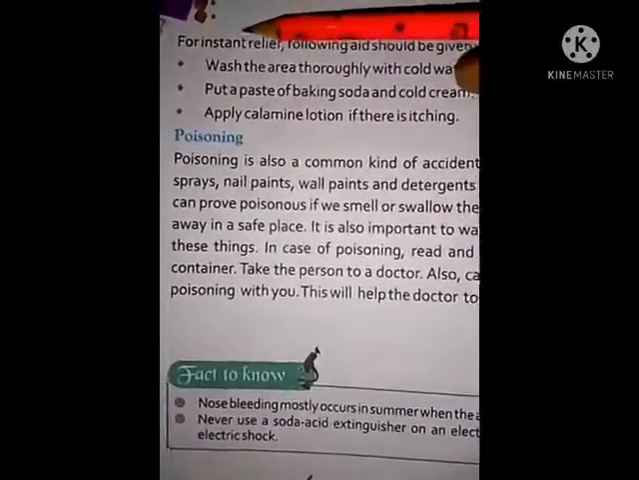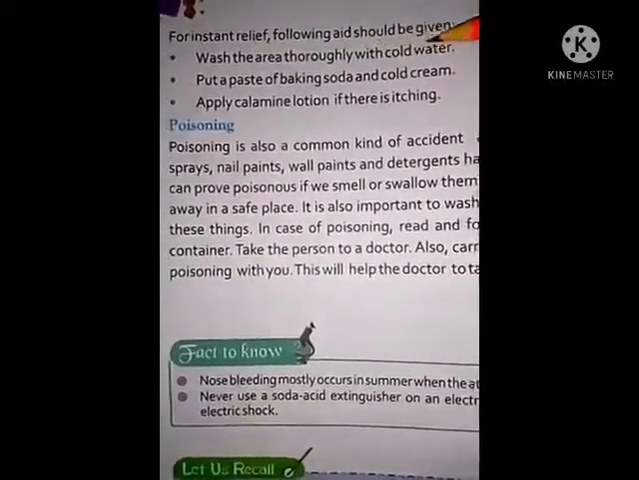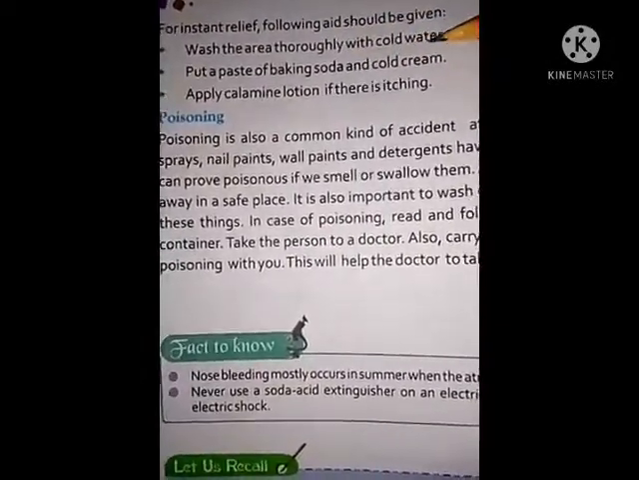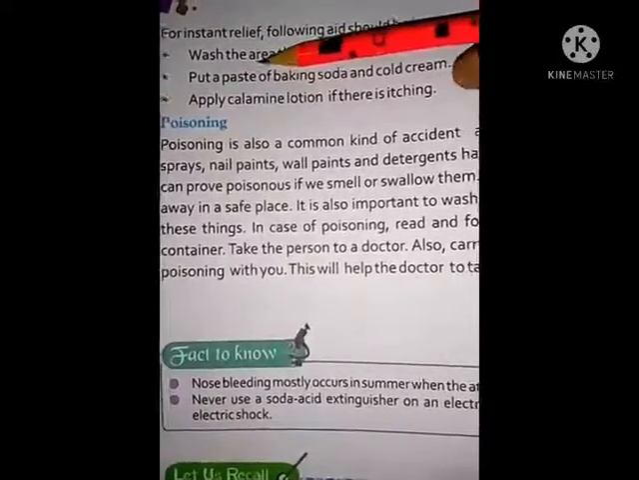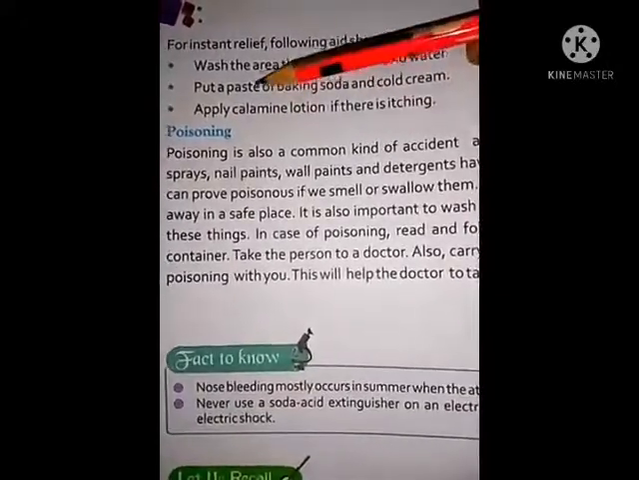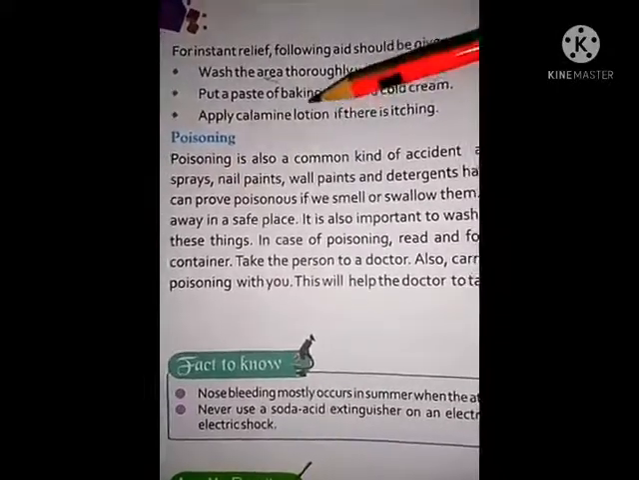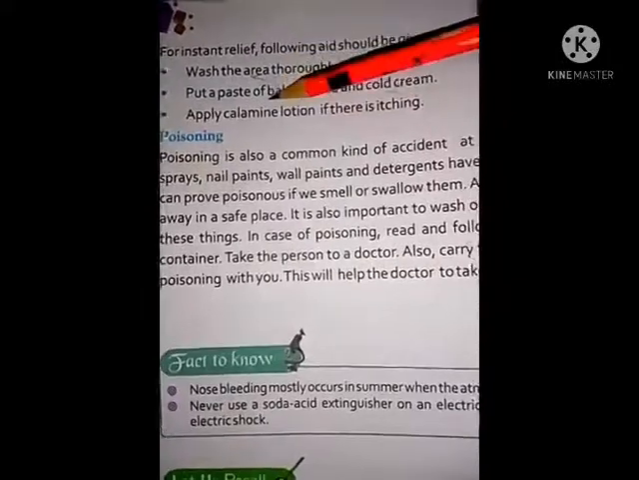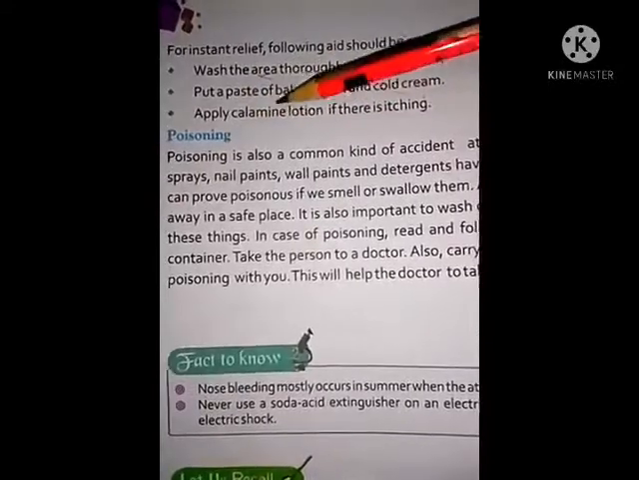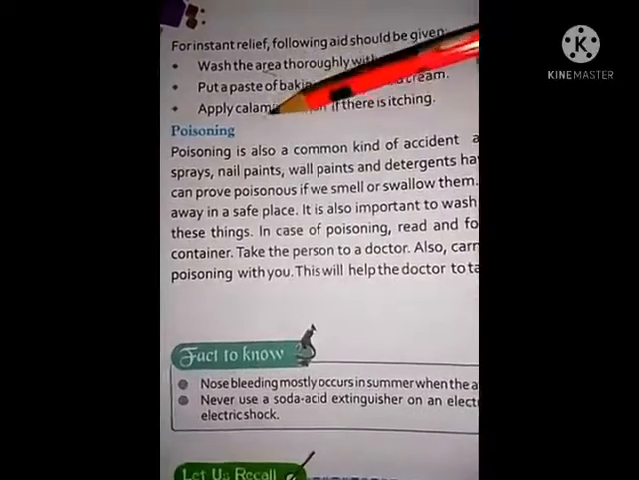Now see, for instant relief, the following aid should be given. Wash the area thoroughly with cold water. Area means the insect sting area. You can put a paste of baking soda and cold cream. You mix baking soda and cold cream, and after that put it in that area. Apply calamine lotion if there is itching. If you are feeling itching, then you can apply calamine lotion.